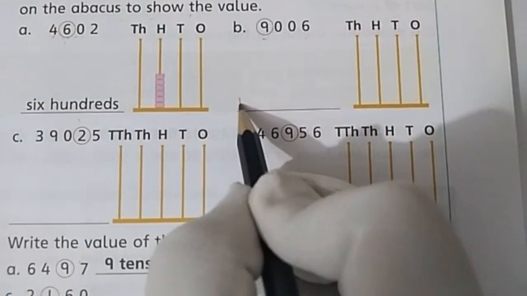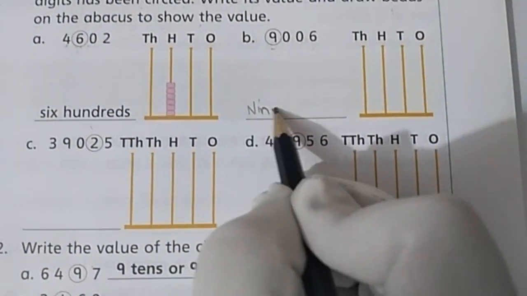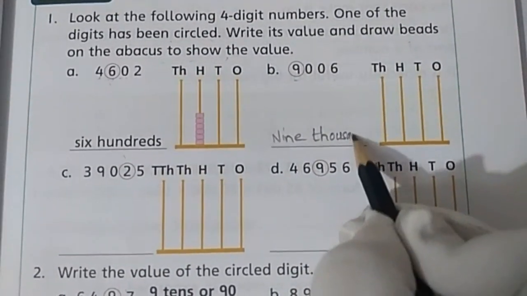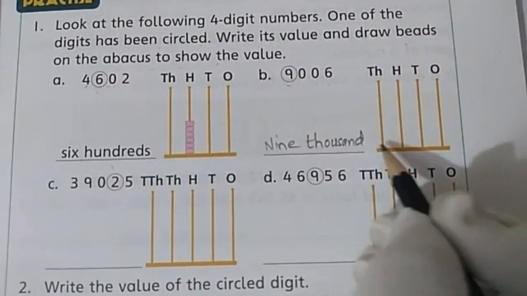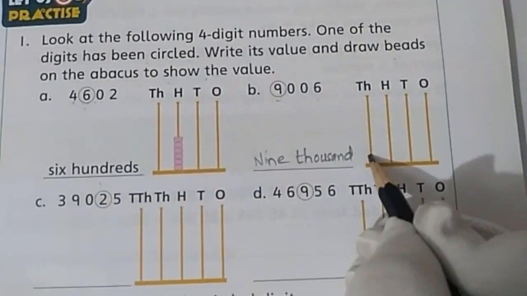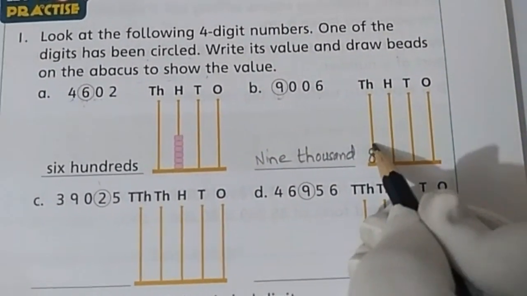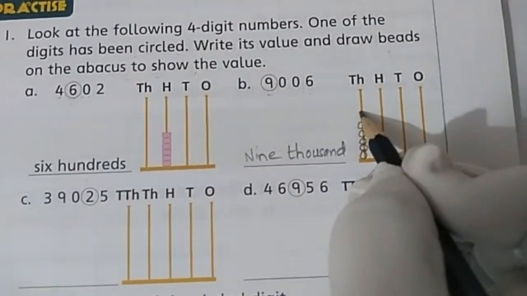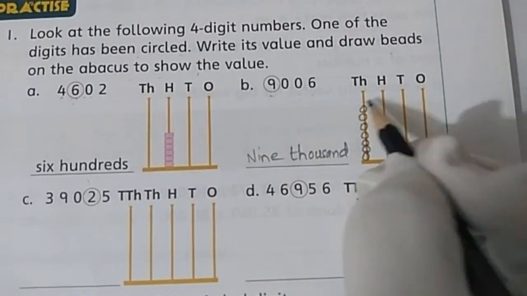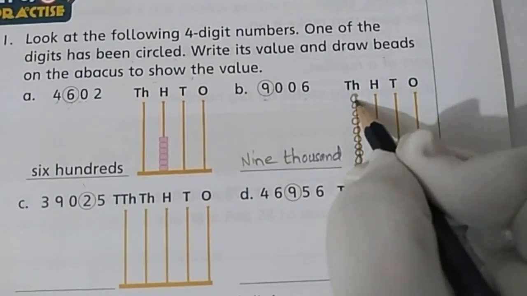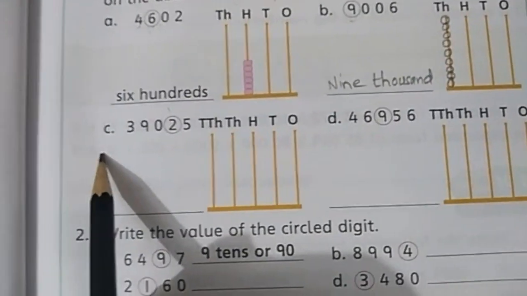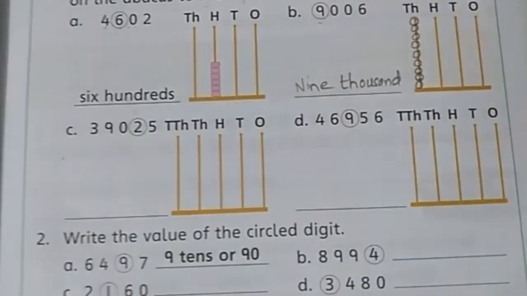First we write 9000. Then we draw 9 beads in the thousands column. 1, 2, 3, 4, 5, 6, 7, 8 and 9. In this way, complete parts C and D.